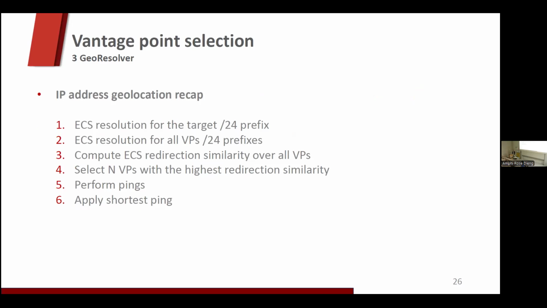Now, how to select the vantage points. It's pretty straightforward. We do the ECS resolution for the target. We do the ECS resolution for all the vantage points. And then we calculate the ECS redirection similarity between the resolution of the target and all the ones of the vantage points. And finally, we use the N vantage points with the highest redirection similarity to the target, because our assumption is that there exists a correlation between DNS redirection similarity on one hand and geographical proximity. And then we perform the ping and we apply shortest ping to obtain the geolocation of our IP address.